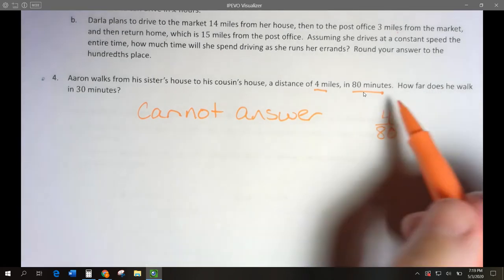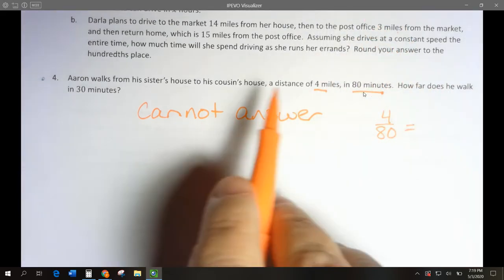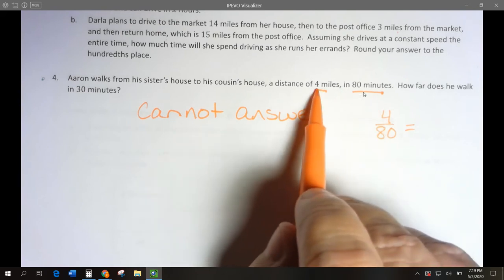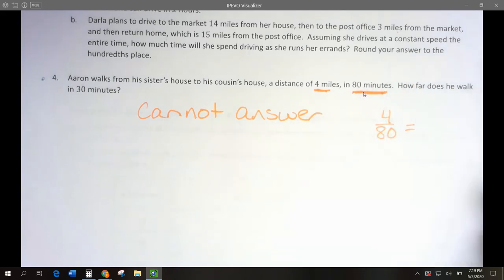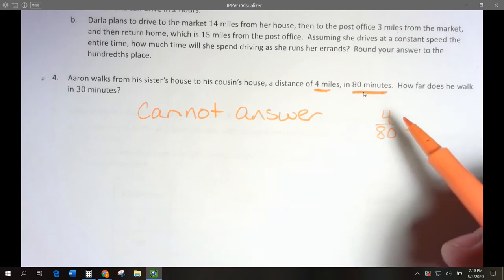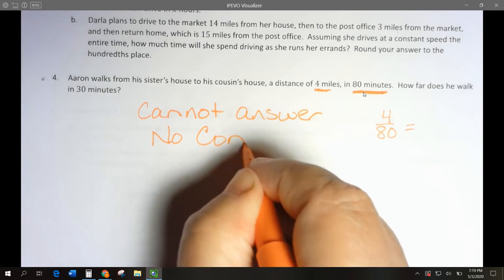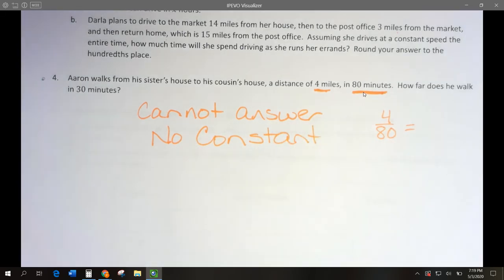Yeah, that's if he's walking at constant speed. Every other problem said a constant speed. Nowhere does this say it's a constant speed, so we don't know. He could have been stopped for 30 of these minutes talking to someone and just walking for 50 of the minutes. So there's no constant speed. It does not say anything about a constant speed, so therefore we cannot answer number 4.